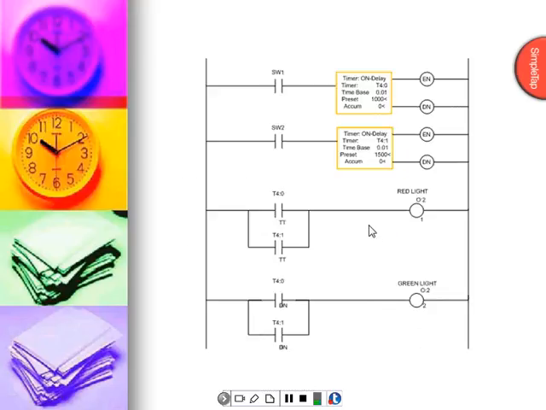Alright. So now we're looking at another one. Oh, this is the same thing. Same one we looked at before. I don't know how I ended up back there.